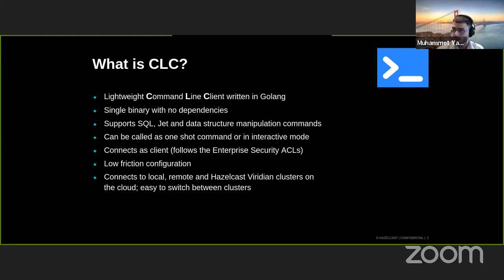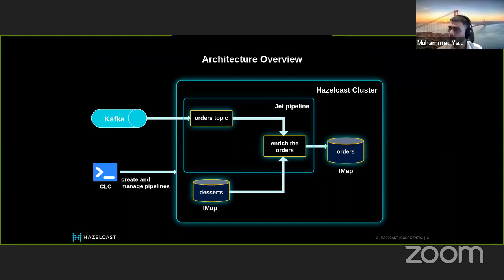So we can now go over the architecture overview for the demo. In the diagram, we see that we have this Jet pipeline, and it receives items from Kafka with the topic named orders. The orders topic holds the information about dessert orders.